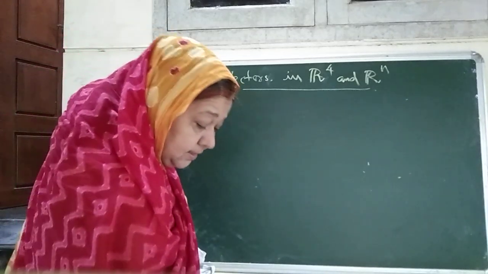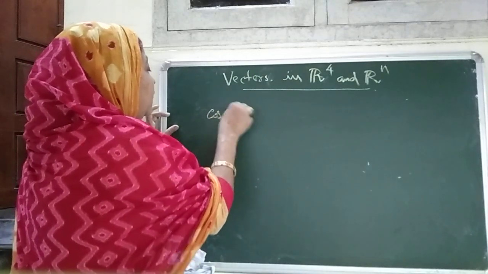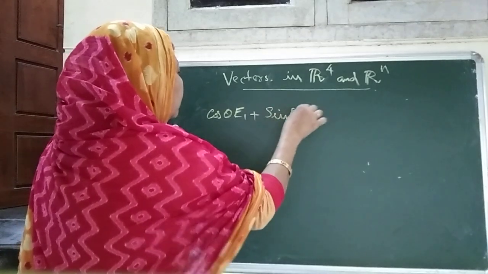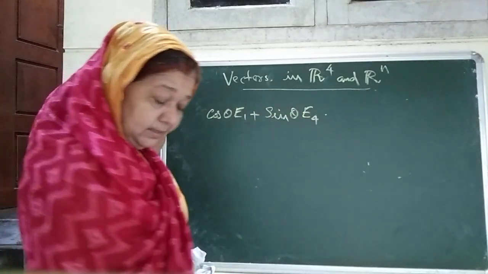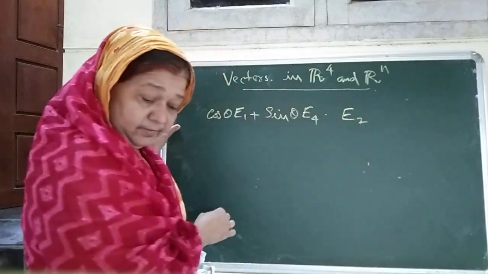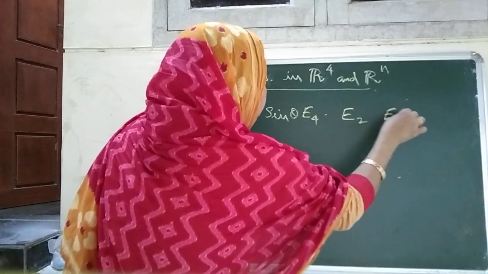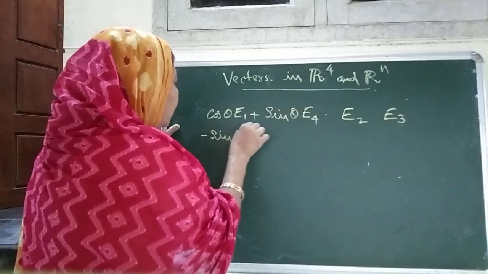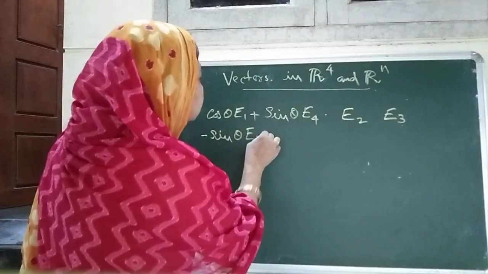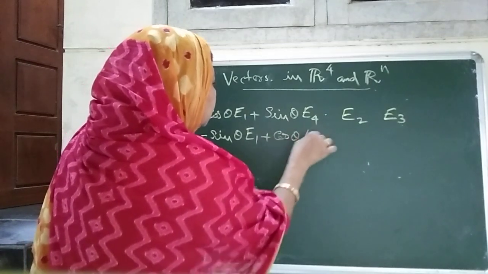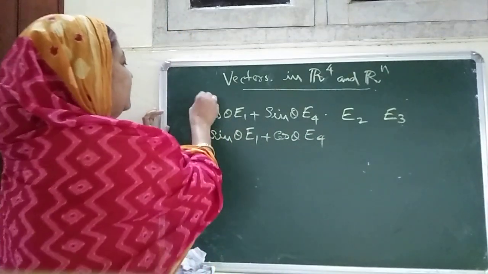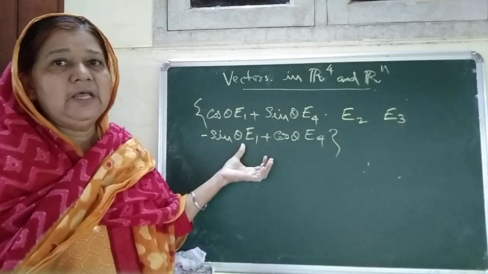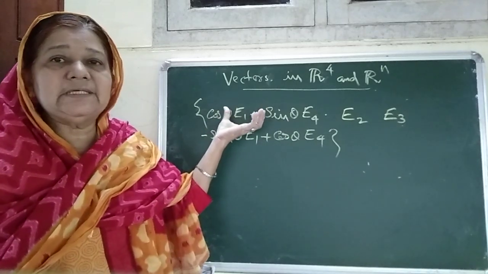Consider the set, say, cos theta E1 plus sin theta E4, one of the vectors. Then E2, E3, and we can collect another vector, minus sin theta E1 plus cos theta E4. You can see that this is a collection of vectors in R4. They form an orthonormal set. First of all, we have to verify their modulus is unity.